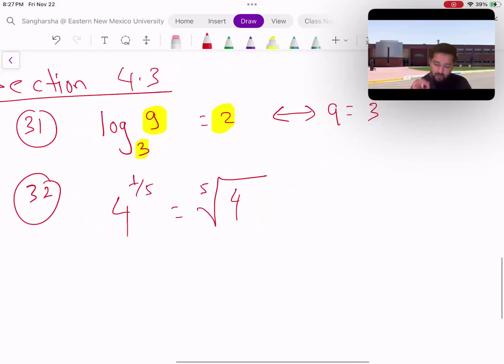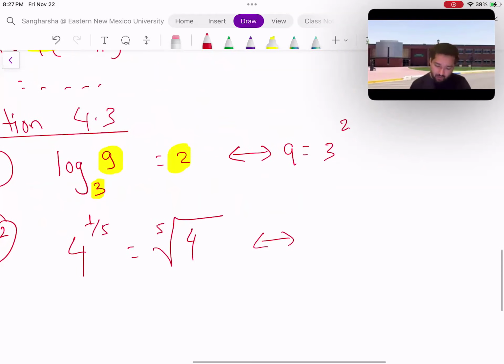Okay. And we are asked to convert into log. So we are converting into log. So where do we start from? We start from the exponent. The exponent is 1 over 5.